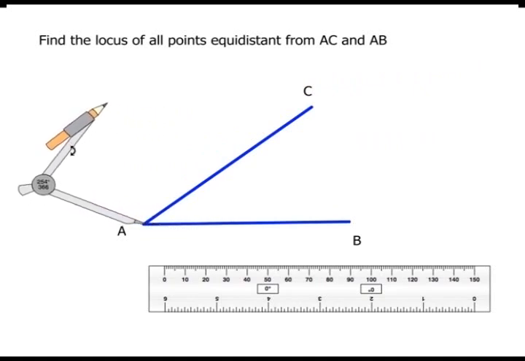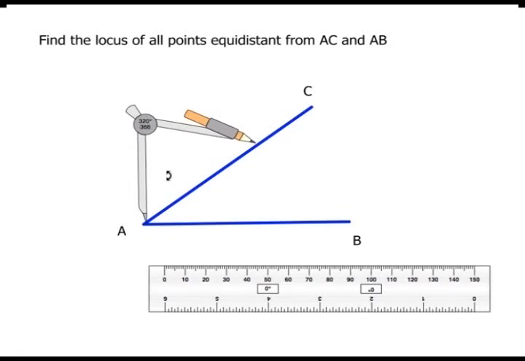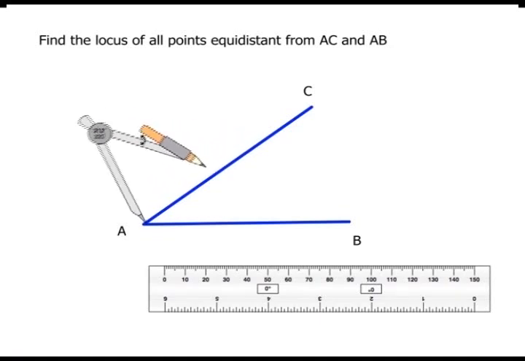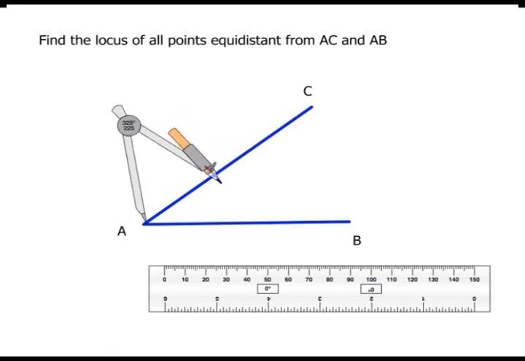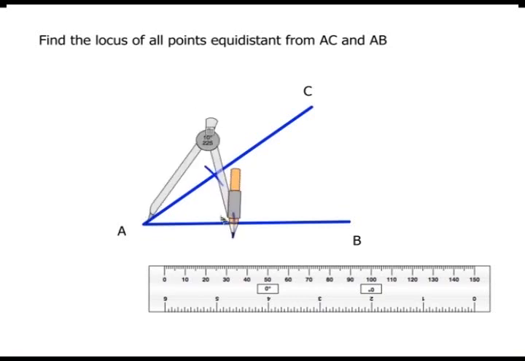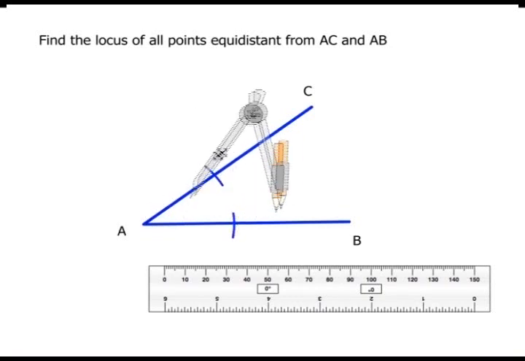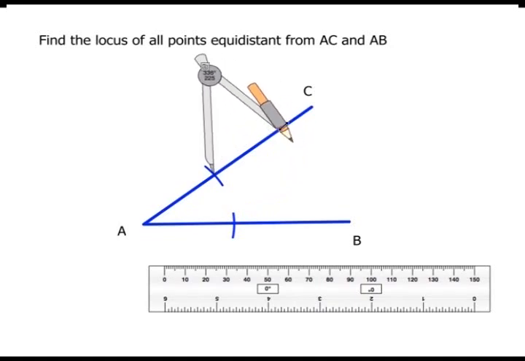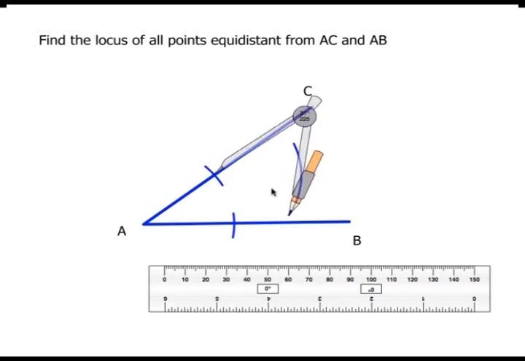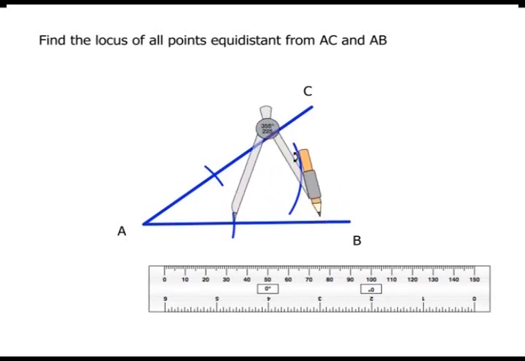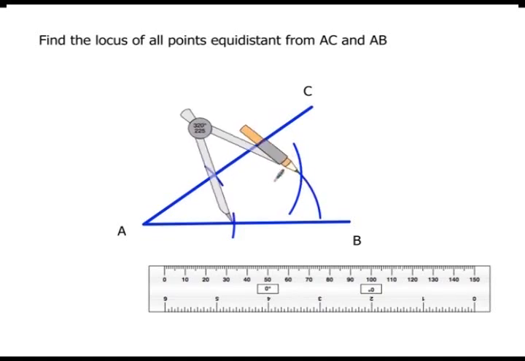And so place the compass at A, take any distance, and make arcs to intersect both lines. There and here. Place the compass on one point and make an arc. Maintain the same distance and come to this other point and mark a second arc.